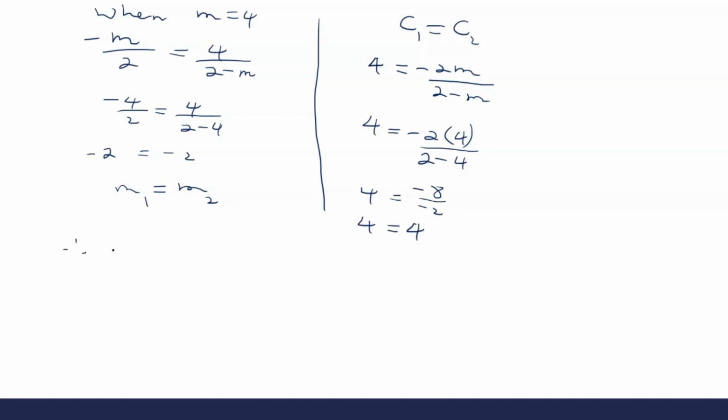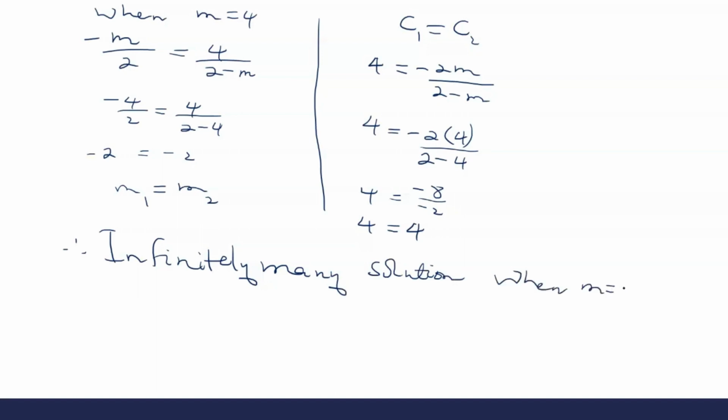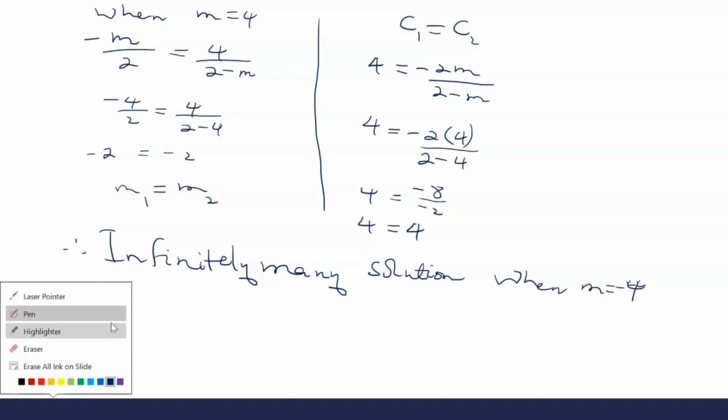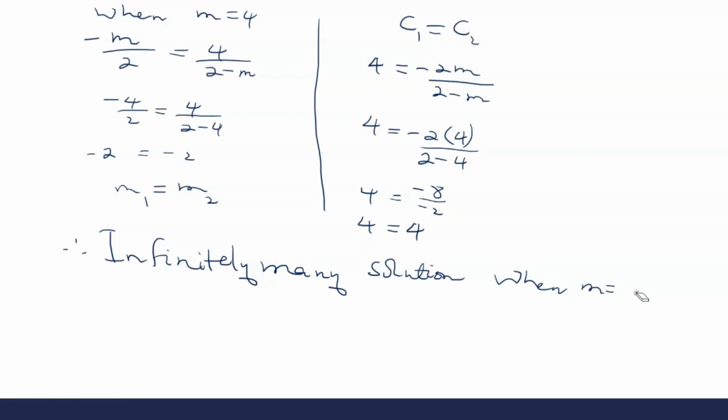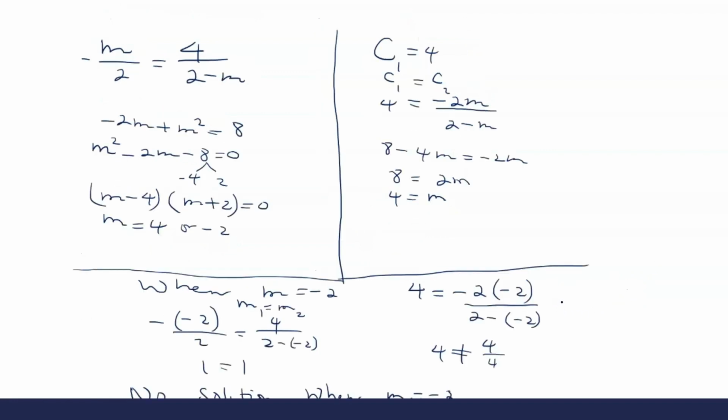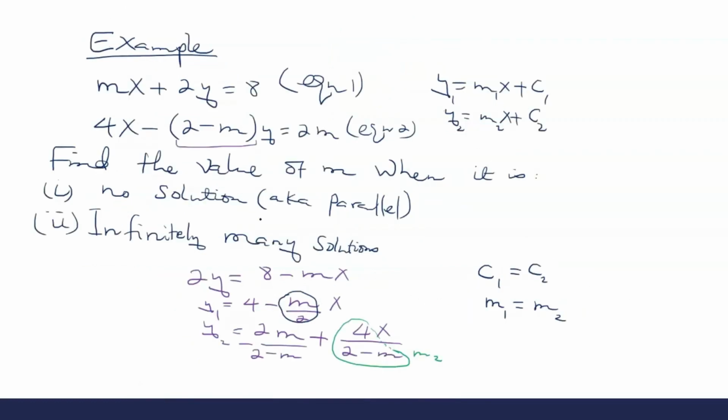Therefore, when m equals 4, it is infinitely many solutions. When m equals negative 2, it was no solution. And that's it. That's how you do it. If you end up getting this type of question, you should be able to do it. All right then.